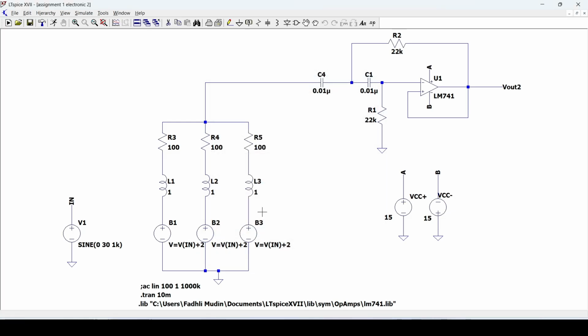To generate the non-harmonic, I use this inductor and resistor, with the inductor value of 1 Henry and resistor with 100 ohm.